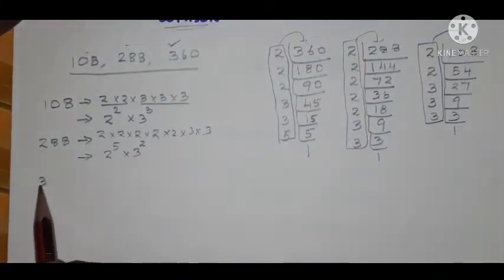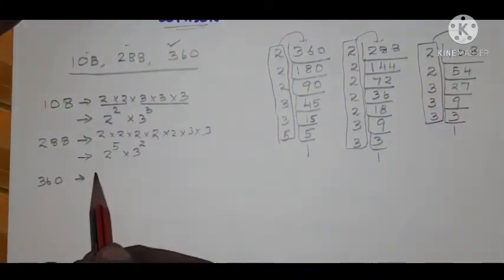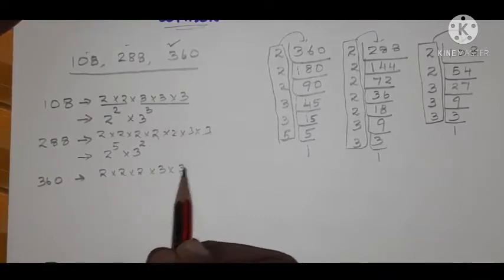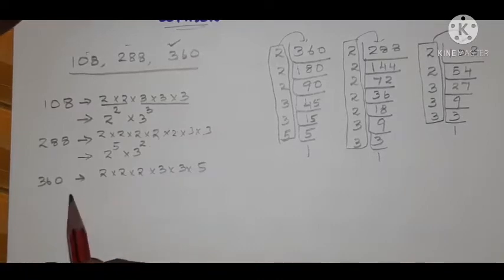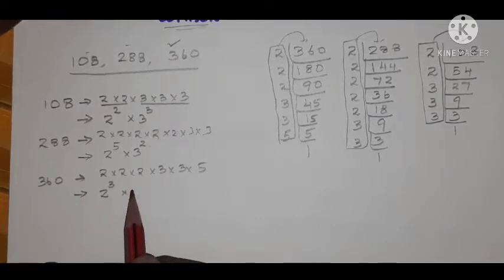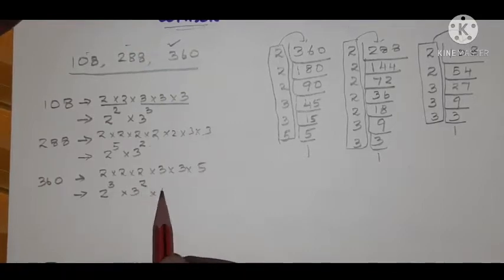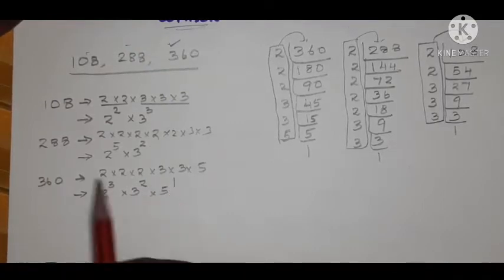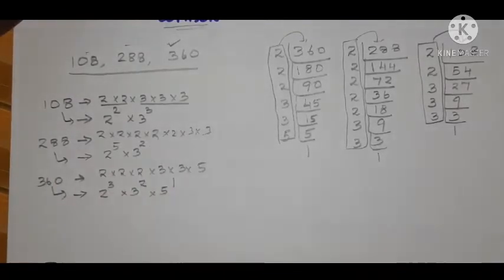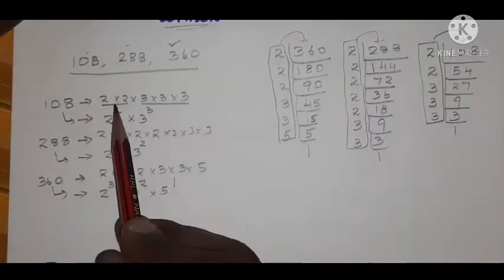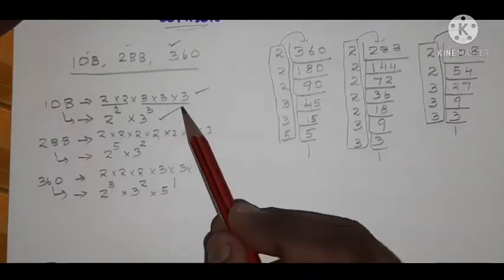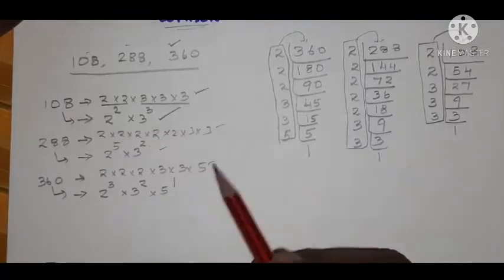So I am writing over here: 360 is equal to 2 into 2 into 2 into 3 into 3 into 5. Look at here, we can express in terms of power: 2 to the power 3 into 3 to the power 2 into 5 to the power 1. So now we completed up to 2 steps. We identified the prime factors and written them in the form of powers, for all 3 numbers.